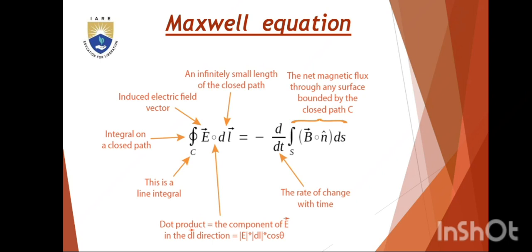Minus d/dt gives the rate of change with time, and the integral of B·n̂ dS is the net magnetic flux through any surface bounded by the closed path C. And here, the integral is on a closed path.